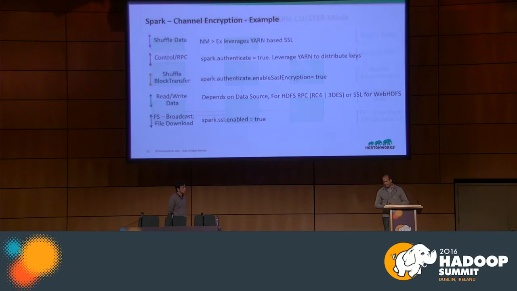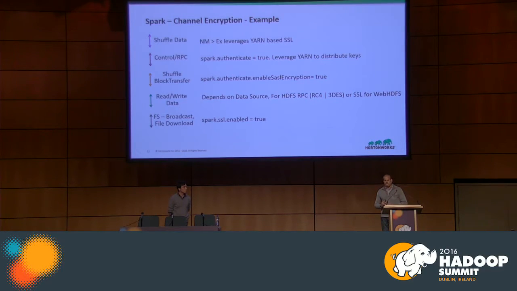So on the next slide, I've tried to list what are the different encryption mechanisms for each of those channels we just talked about. So for shuffle data, the blue line on the previous slide, you can use the Yarn-based SSL. For control RPC, you can use the spark.authenticate setting, which uses symmetric key-based encryption. If you're running on Yarn, Spark will automatically leverage Yarn to distribute the keys for that encryption. If you're not using Yarn, you'll have to configure the symmetric key on each of the nodes where Spark jobs are running. Another reason why you would run such a job on Yarn.